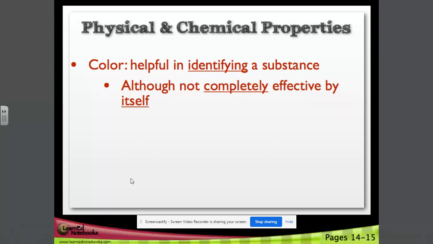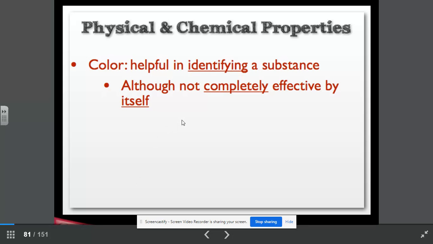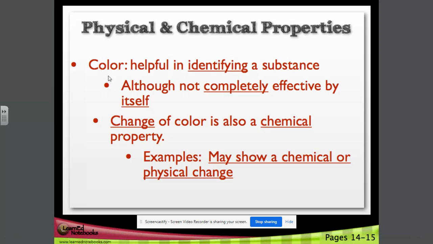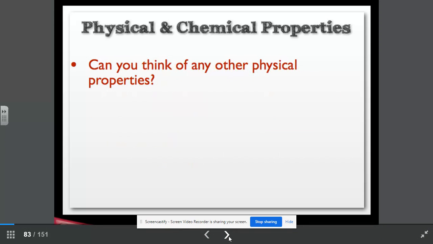And then finally, color. Color is helpful in identifying a substance, although not completely effective by itself. A change of color is also an indicator of a chemical property. It indicates that a chemical change has occurred. So some examples, it may show a chemical or physical change. So color can show both a chemical change or a physical change. Can you think of any other physical properties?